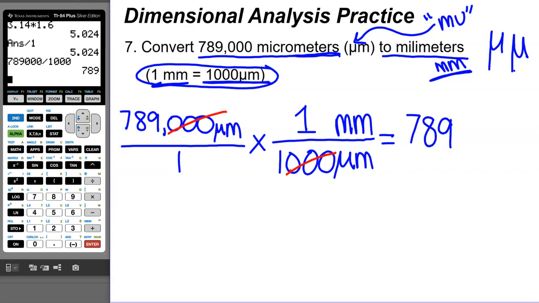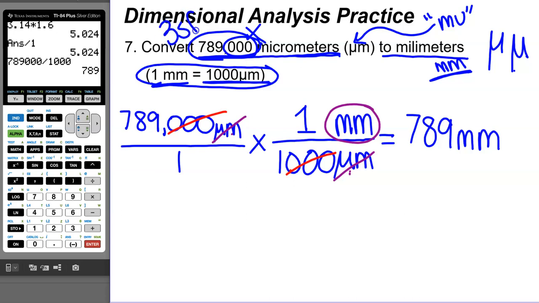789. And then our units, micrometers is in the numerator and in the denominator, so that will cancel out. And we're just left with millimeters. Alright, now we just need to check on our significant figures. In our given value, we have just 3 significant figures because these trailing zeros are not significant because there's no decimal point. So this has 3 significant figures. And our final answer already has 3 significant figures as well. So all we need to do is box that final answer.